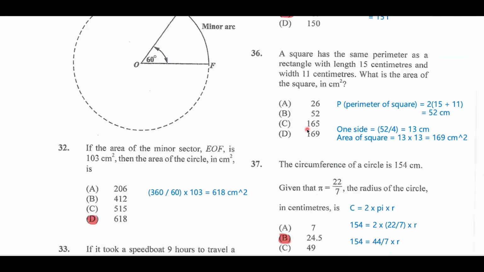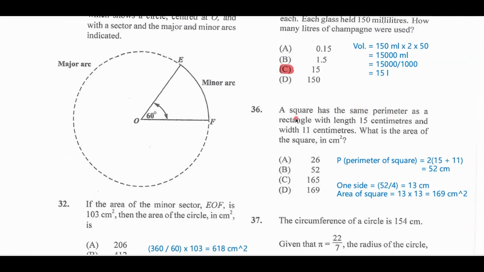That's C. A square has the same perimeter as a rectangle with length 15 cm and width 11 cm. What's the area of the square? Well, if the square has the same perimeter as the rectangle, let's find the perimeter of the rectangle. It'd be 15 add 11, which is 26, multiplied by 2, because remember, it's 2 sides each. So 26 by 2 is 52 cm.